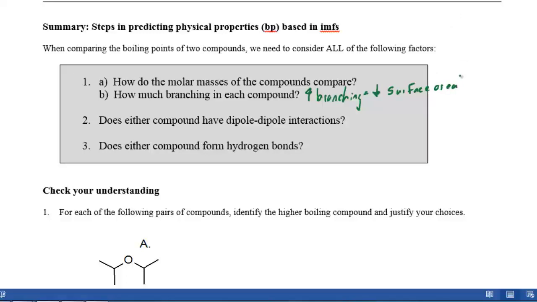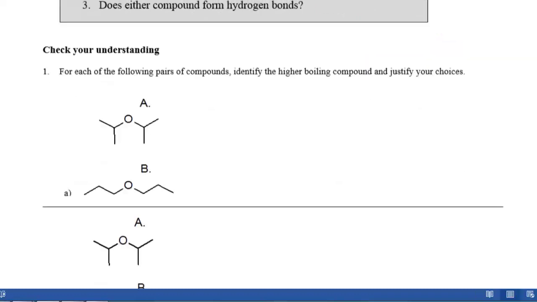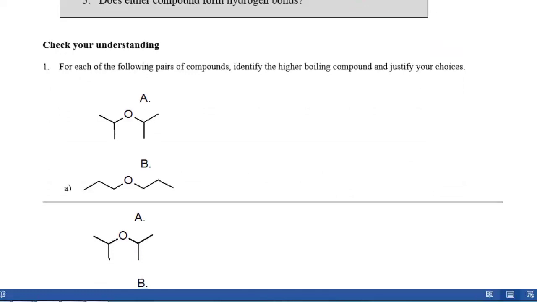I will remind you, though, that this is always a sort of a secondary thing. First of all, compare the molar masses. If the molar masses are the same, then you consider the degree of branching, which is related, in an inverse way, to the surface area. You also should look, do we have dipole-dipole forces of attraction, and do we have hydrogen bonding? So as an example, let's look at, under Check Your Understanding number 1, and we're going to compare molecules A and B. They're both ethers, and we're going to compare their intermolecular forces and predict which one would have a higher boiling point.